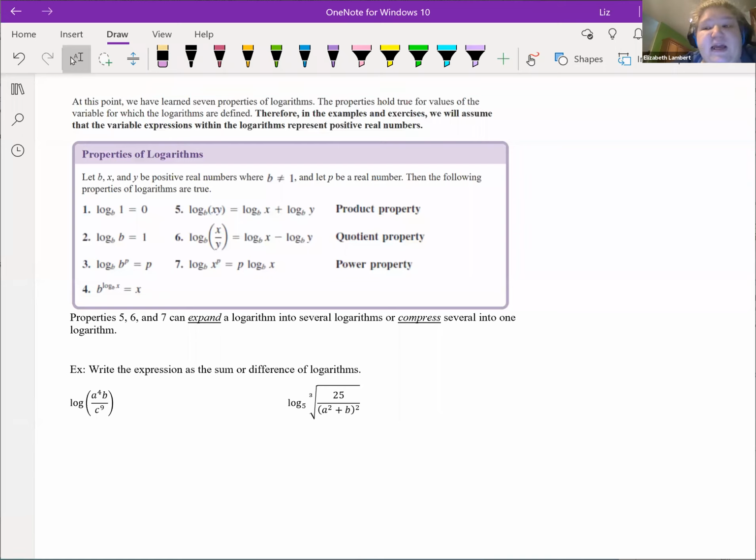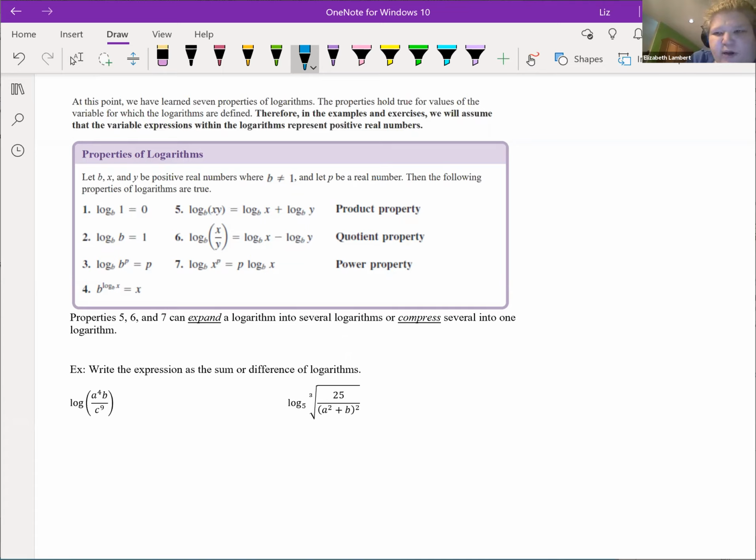Log base b of b, we know there's the invisible first power, so we get 1. Now I want you to look at log base b of b to the p. Now that we know our power rule, I can put that power down, so it would be p times log base b of b, and now I'm just using the second property. Log base b of b is 1, so I get p times 1, which is p.